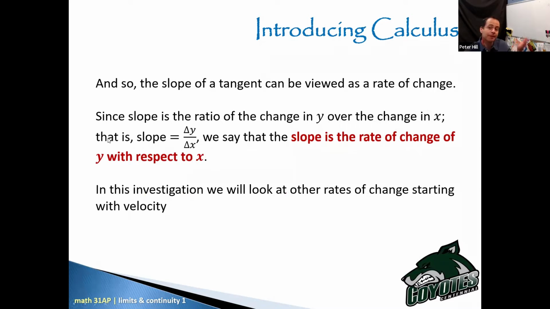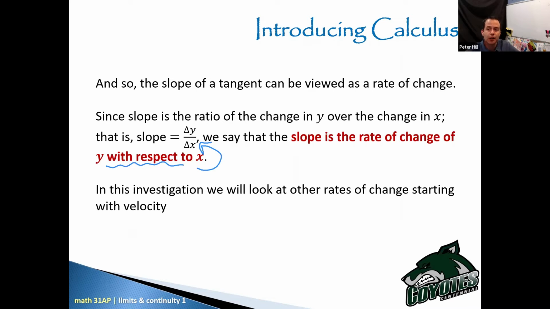And so the slope of a tangent line can be viewed as a rate of change. Since slope is the ratio of the change in y over the change in x, that is, slope is delta y over delta x, we say that slope is the rate of change of y with respect to x. When we say "with respect to," the "with respect to" variable is on the bottom. If you can remember that, it will help you as we go. So when we say the slope of y with respect to x, we're talking about y in terms of x. That's why x is on the bottom there.